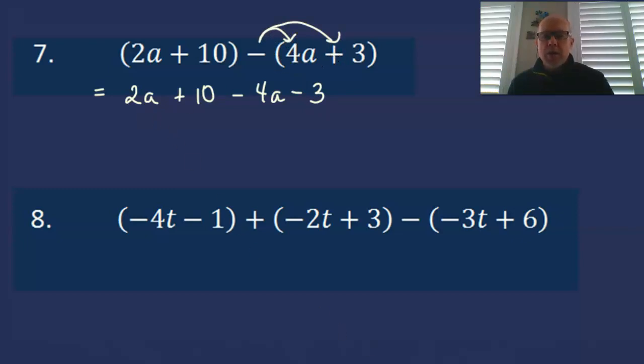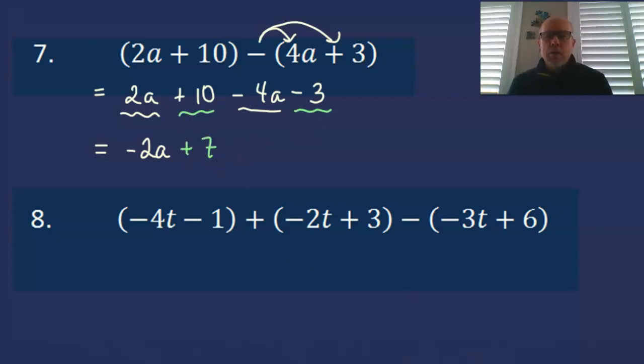Now we're ready to collect like terms together. So we've got the 2a, which is just like the minus 4a. So when we collect them together, we're going to add and subtract their coefficients, and we end up with negative 2a. And finally, the positive 10 minus 3 gives us plus 7.